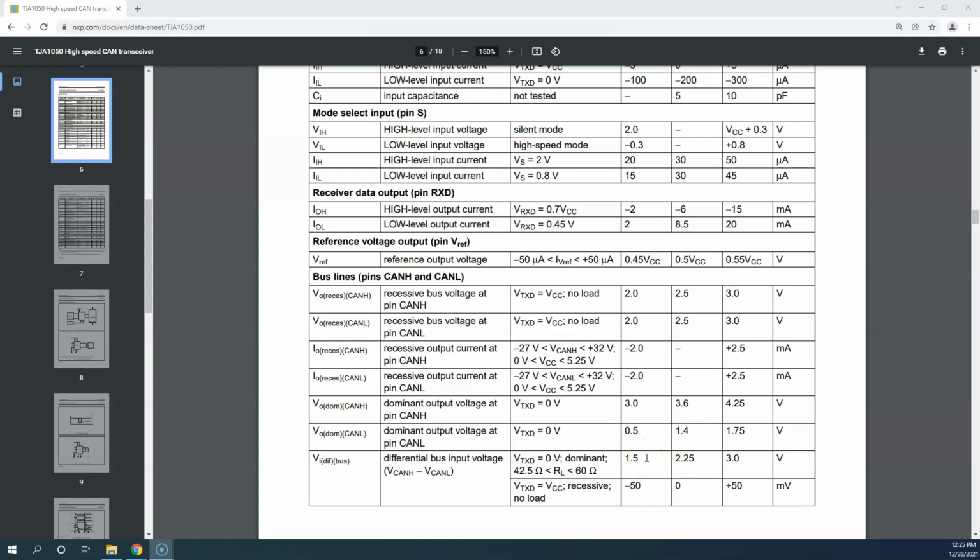Same thing. So to be guaranteed to be a dominant state, to be a dominant bit, we need the voltage differential, the CAN high minus CAN low, to be somewhere as low as 1.5, nominal typical 2.25, high 3. So if we see anything in this range, this chip should indicate that that is a dominant bit that it's seeing, whether it's transmitting that or it's receiving it. Okay.